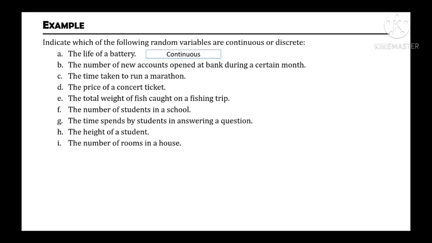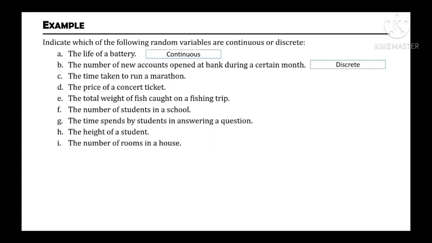The number of new accounts opened at banks during a certain month. So the number of accounts can be exact: 1 account, 2 accounts. There are no 1.5 accounts. So this is a discrete random variable.